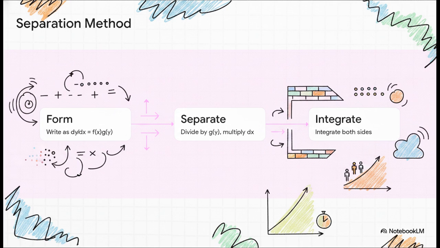Step 1, write the equation in the form dy over dx equals f of x times g of y. Step 2, divide by g of y and multiply by dx. You physically separate the variables here. You shove all the x's into one corner and the y's into the other.